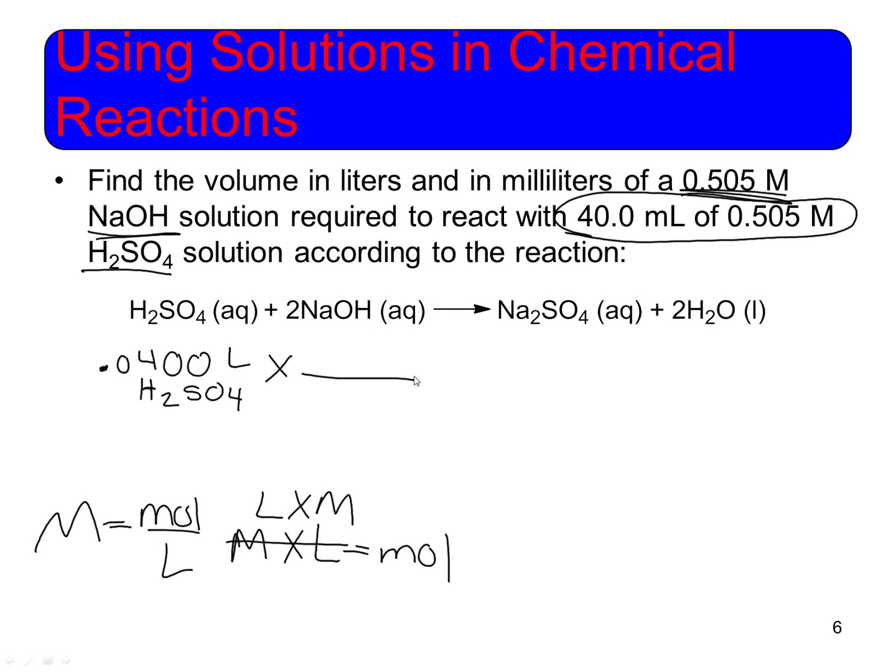So what we do here is we plug in. We're given this 0.505. Which way do you think we're going to plug this in? Are we going to have liters in the denominator, or are we going to have moles in the denominator? Exactly. We have liters, so molarity is equal to moles over liters. You're going to plug this number in because molarity is the same thing as moles per liter. So you just plug this in to here.